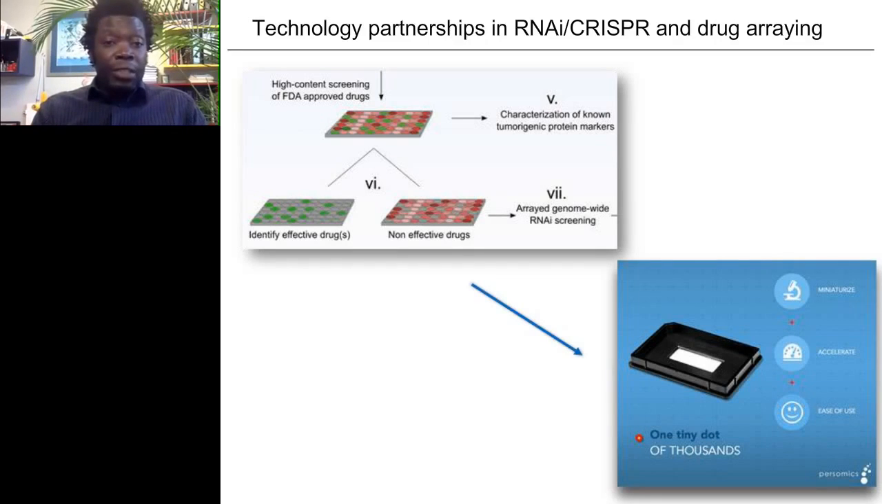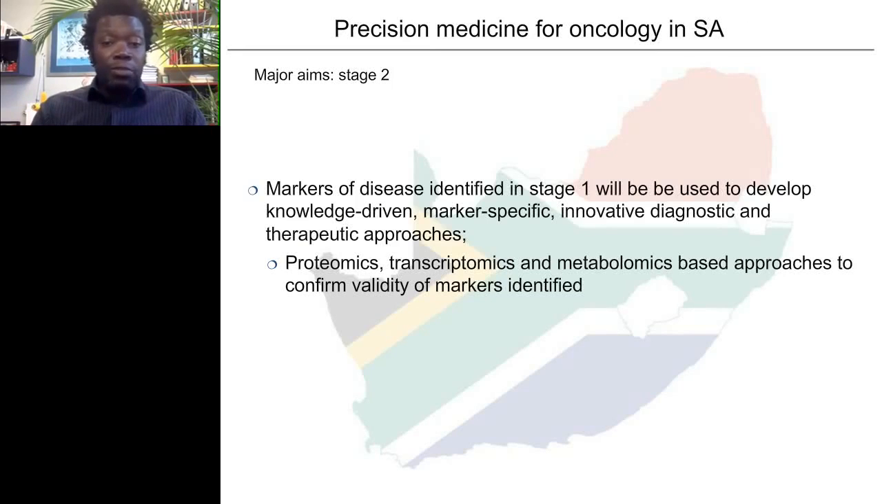And that allows us to use drug arraying or RNA interference or even CRISPR-I arrayed CRISPR libraries to rapidly test for the susceptibility of tumors to specific drugs or genetic interventions. A lot of these markers of disease that we identify in the first stage of this will be used to develop what we would call knowledge-driven and very marker-specific diagnostics. And we have here at the medical school large proteomics and metabolomics platforms that we are establishing that can confirm the validity of these markers and help to identify them.